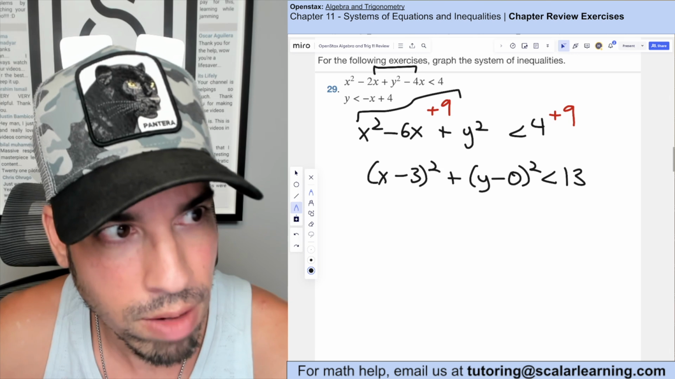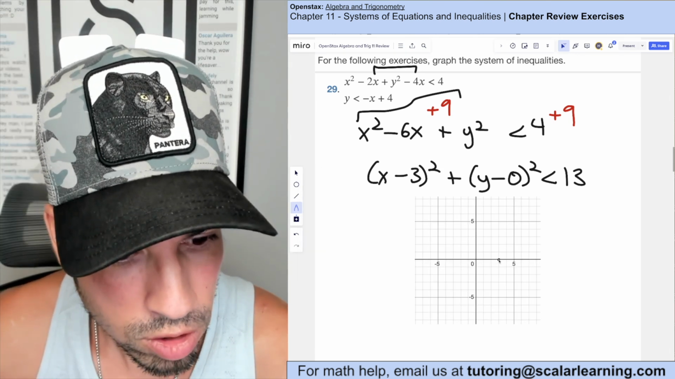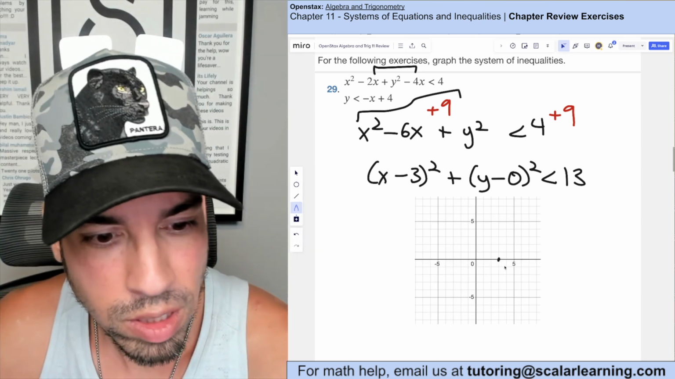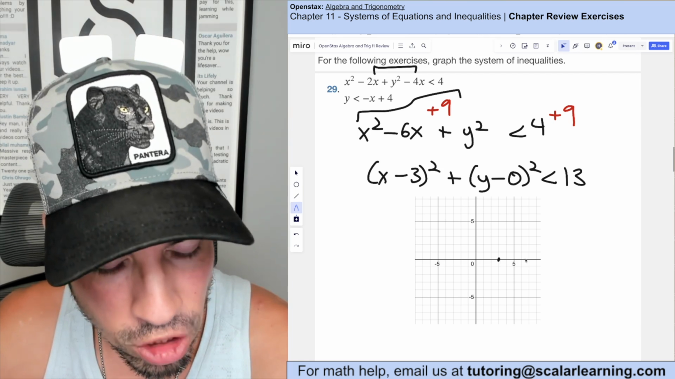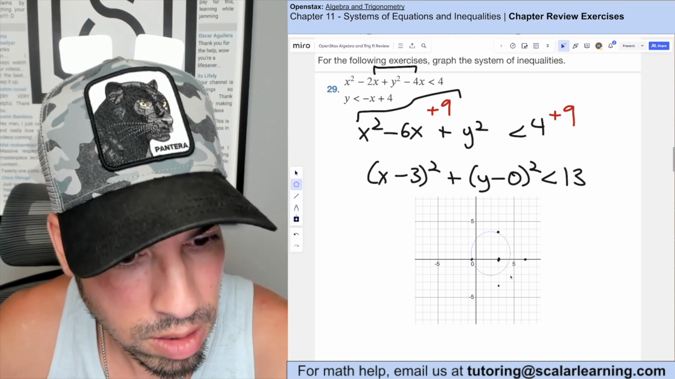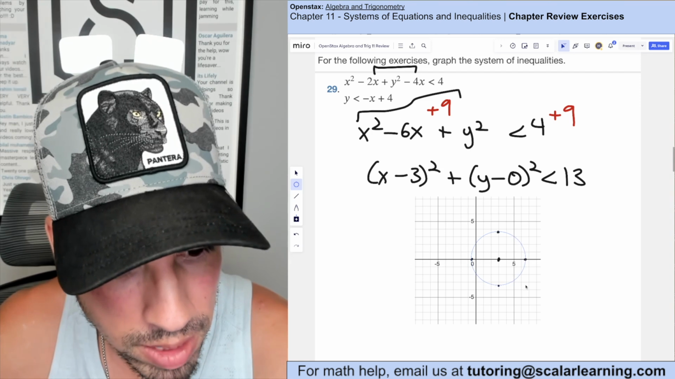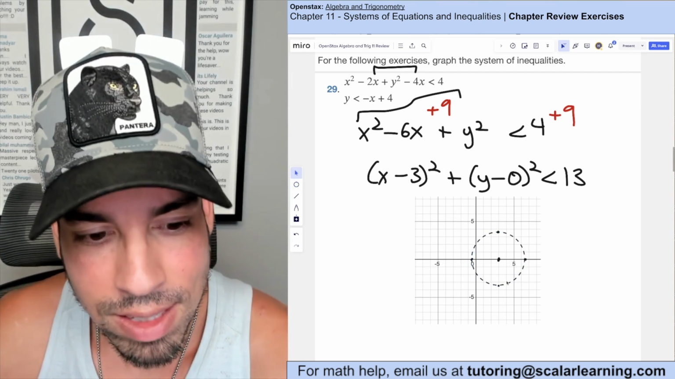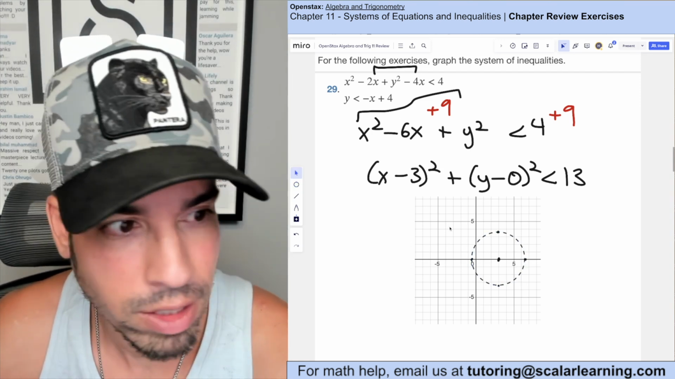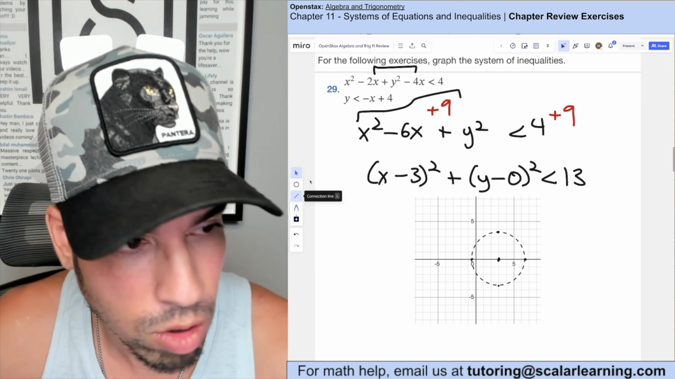So now let's pull up a graph. So we got (3, 0), there's the center. And the square root of 13 is about 3.5, approximately. And once again, this is a less than situation, so we're going to make this dotted. And because it's less than, the shaded part is the interior, but it's a system, so we have to look at the overlapping of the shaded.